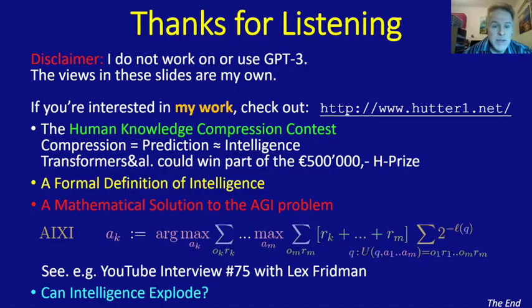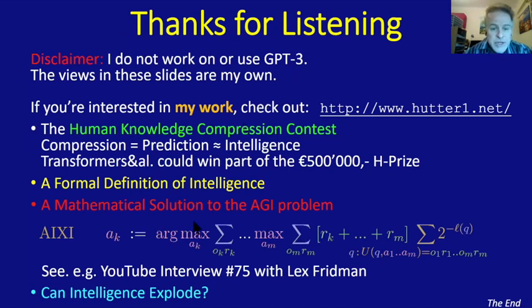Okay, that's the end of GPT-3 and AGI. Let me remind you that these are my own views and not the views of any of my employers. If you're interested in my work, best just go to my website. I run a compression contest called the Human Knowledge Compression Contest. And maybe some of these transformer models would be able to win part of this 500,000 euros. That would be really cool.